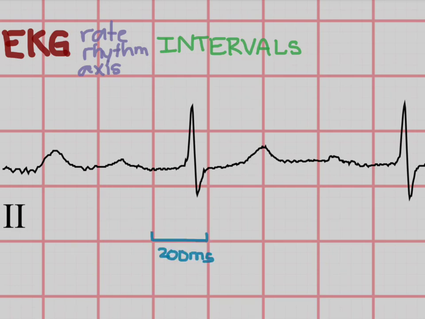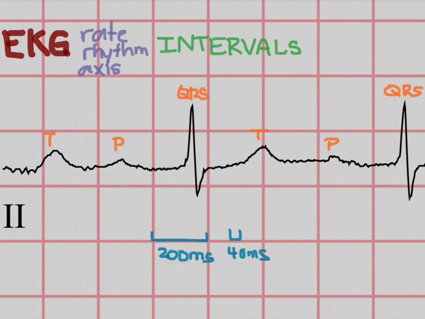One large box is 200 milliseconds, and one small box is 40 milliseconds. Since we'll be counting time, that's what we need to know. And then, of course, the various parts of the morphology there. There's the P, here's the QRS complex, and then finally the T wave. And then here's another one, another P, another QRS, and the other T wave just fell off the screen here. But you can see that there's one over here.